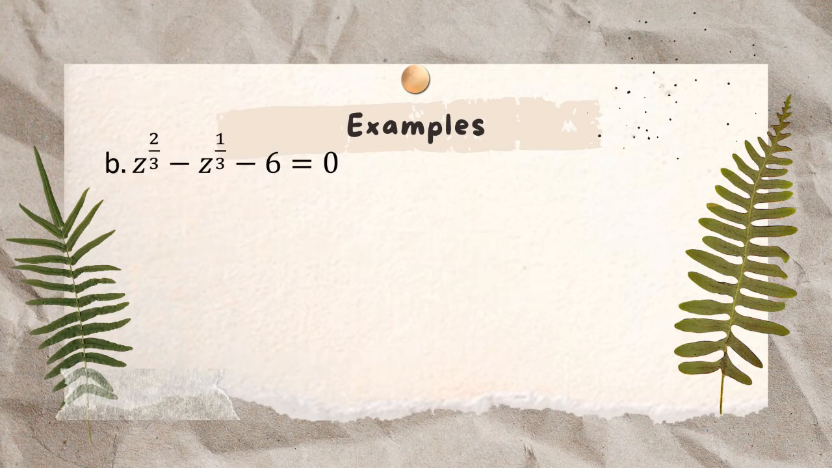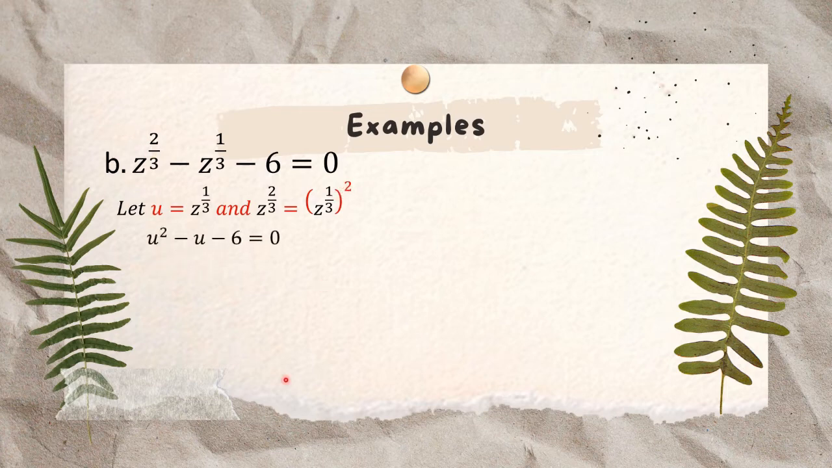Let's have this another example. The equation z raised to 2/3 minus z raised to 1/3 minus 6 is equal to 0. Our u here is equal to z raised to 1/3, since z raised to 2/3 can be written as the quantity z raised to 1/3 raised to 2, since 1/3 times 2 is equal to 2/3 po. And if we're going to write this equation in quadratic form, we have u squared minus u minus 6 is equal to 0. And the factors of this equation are the quantity u plus 2 and u minus 3.